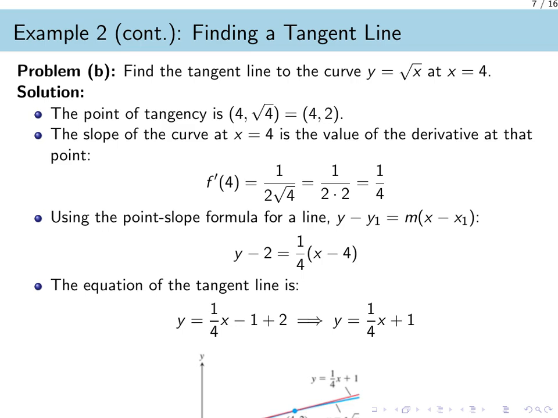Next, we need the point of tangency itself, which comes from the original function, giving us the point (4, 2). With a slope of 1/4 and the point (4, 2), we use the point-slope formula. y minus 2 equals 1/4 times the quantity x minus 4. Simplifying this gives us the final equation, y equals 1/4 x plus 1. The derivative function gives us the exact slope we need for the tangent line at any point.